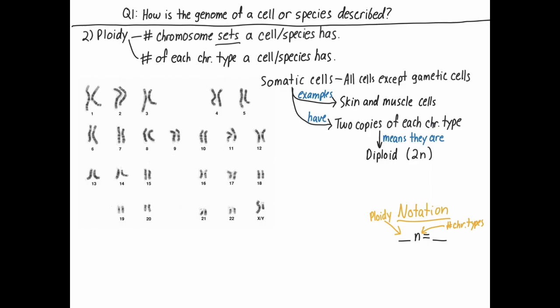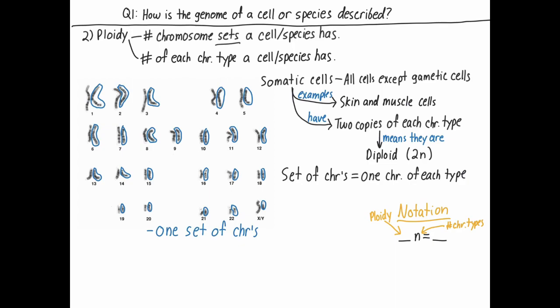These cells have 2 of each chromosome type. A set of chromosomes includes 1 chromosome of each type, so these cells have 2 complete sets of chromosomes. Here's one set, and here's the other set. Again, there is 1 of each chromosome type in each set. Since we can see here that humans have 2 sets of chromosomes, their ploidy is 2, or diploid, so we write 2N for their ploidy.